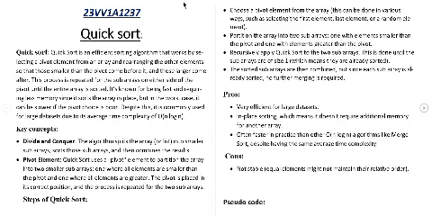Quicksort is an efficient sorting algorithm that works by selecting a pivot element from an array and rearranging the other elements so that those smaller than the pivot element come before it and those larger come after. This process is repeated for the subarrays on either side of the pivot until the entire array is sorted.